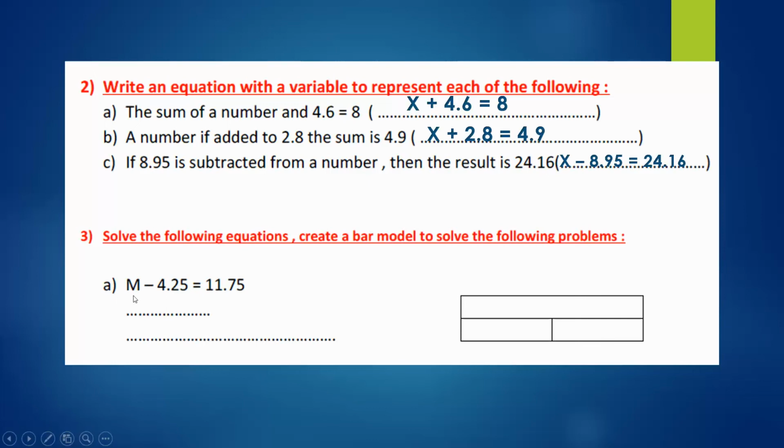Solve the following equation, and create a bar model to solve the following problems. Letter A: m minus 4.25 equals 11.75. We know that this is the whole, and these are the parts. If I want to calculate the whole, what are we going to do? Add the two parts. So m equals 11.75 plus 4.25. Let's put it in the bar model. We know the whole goes up and the two parts go down. And the answer will be 16.